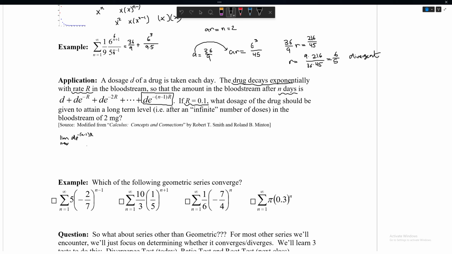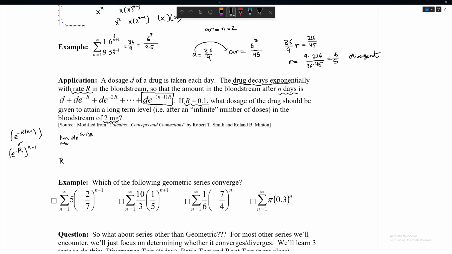Then here it says in the bloodstream of 2 milligrams. We're going to leave these 2 milligrams aside for now. What we want to see first is, does this diverge or converge? Is this function even viable? First we've got to get our r and see what it equals. There are two ways to get it. I could write it as e to the negative r times n minus 1, just rewriting this part. Taking this outside, this becomes e to the negative r, raised to n minus 1, and that's your r.